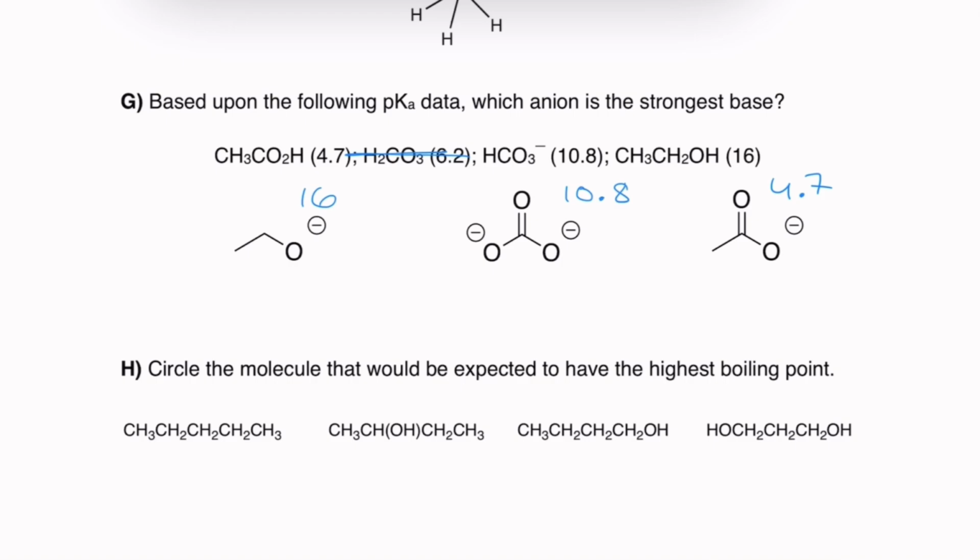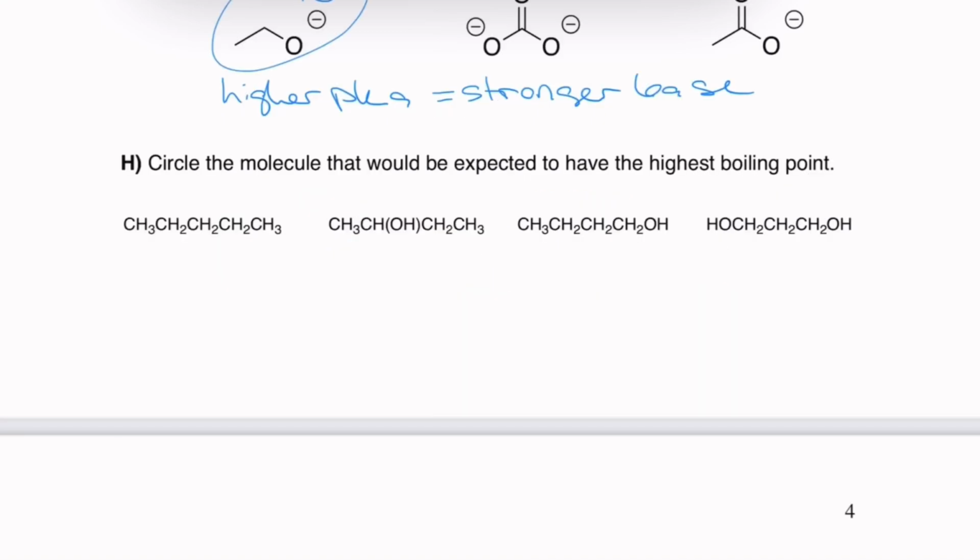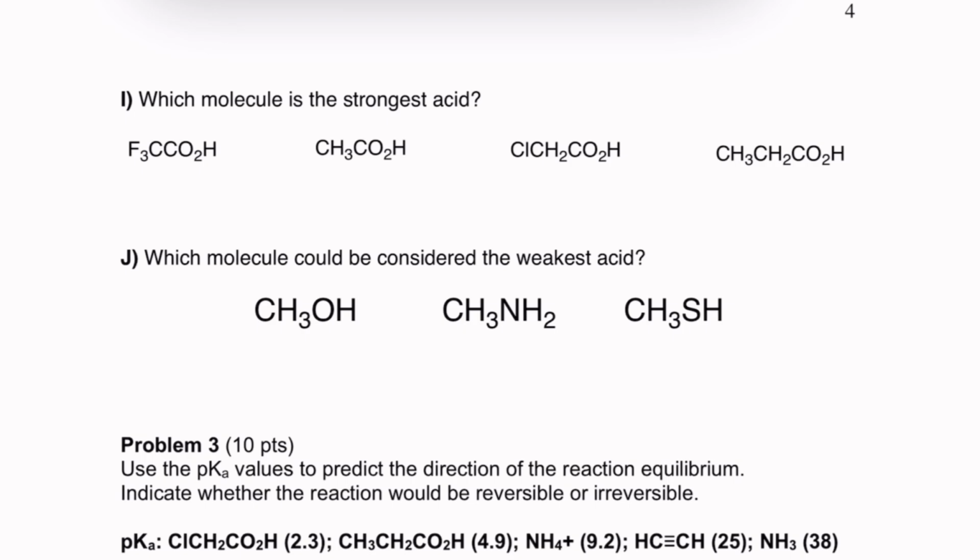The strongest bases are the weakest acids, so the higher the pKa, the stronger the base, and the lower the pKa, the stronger the acid. When they're asking for higher boiling point, they're asking for which one won't be broken as easily. In this case, hydrogen bonding is the only example you see, so the one with the most hydrogen bonding will take the cake.